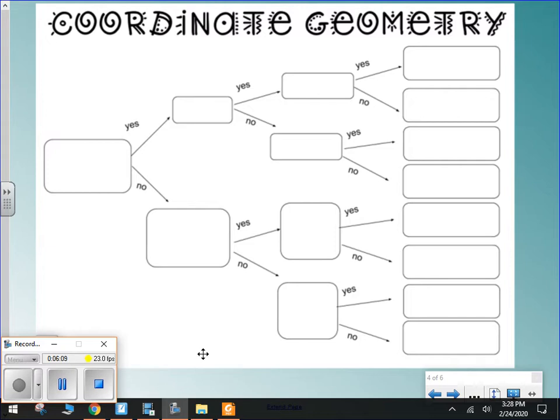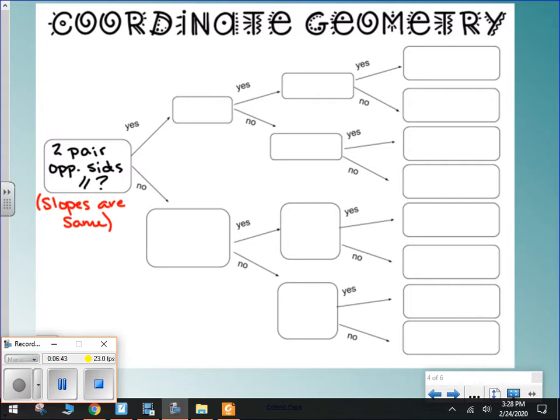So the first question in our flow chart is talking about two pairs of opposite sides parallel. If they're parallel, what that means is that the slopes are the same. So this red ink won't be on the flow chart I give you for the test. You have to know when I ask, are two pairs of opposite sides parallel, I'm asking you to find the slopes and determine if they're the same slope.